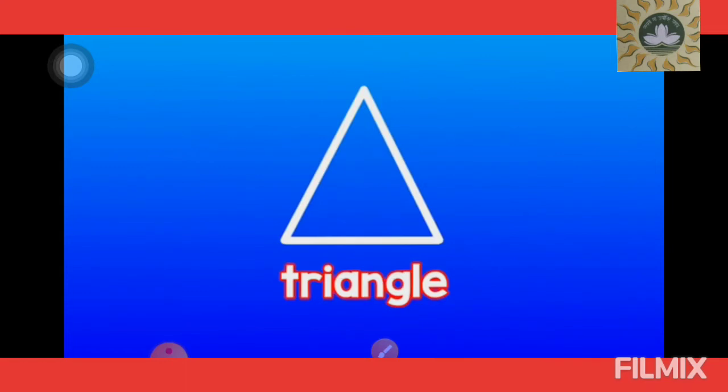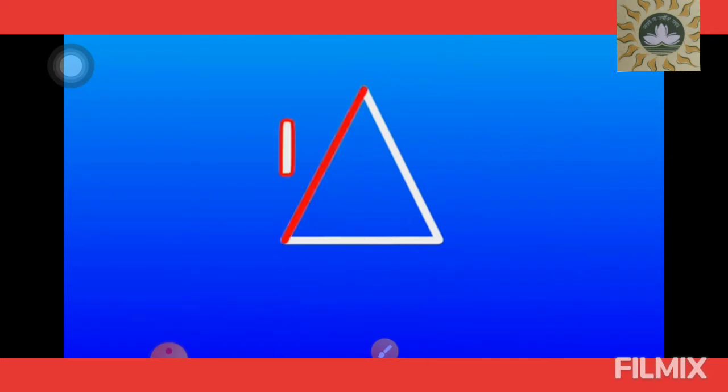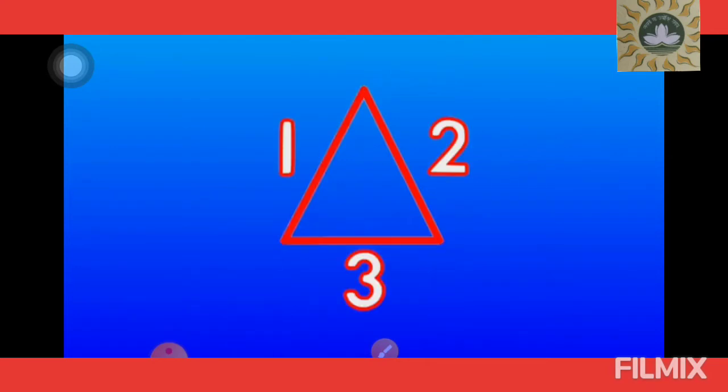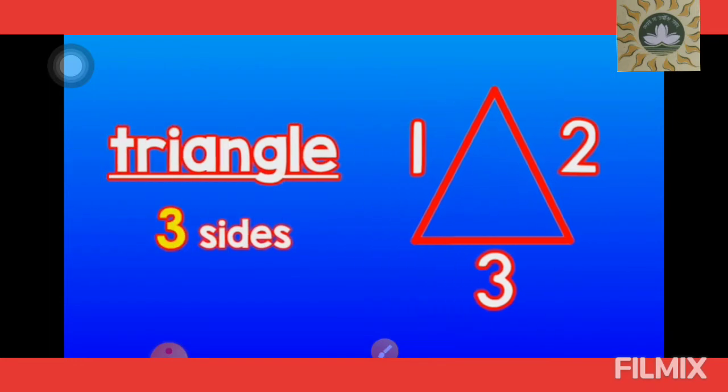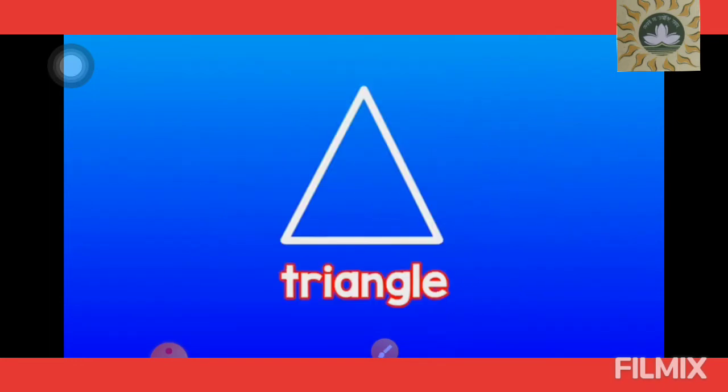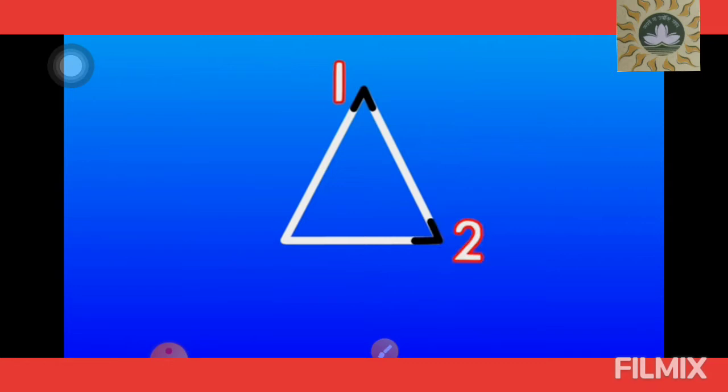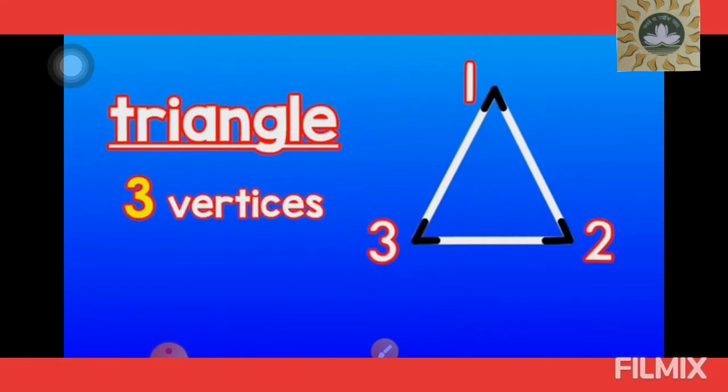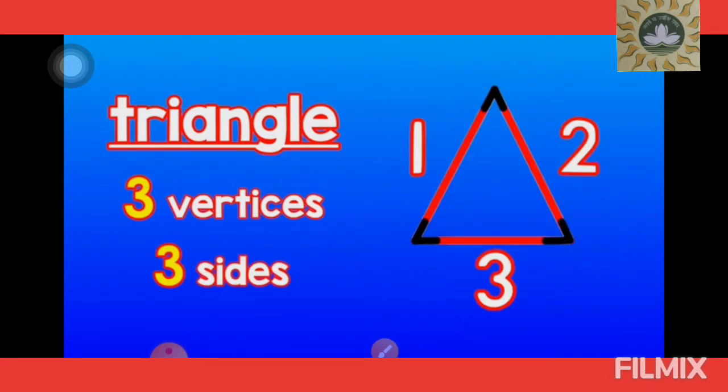This is a triangle. Let's move and count the sides of a triangle. 1, 2, 3. A triangle has 3 sides. Let's move and count the vertices of a triangle. 1, 2, 3. A triangle has 3 vertices and 3 sides.